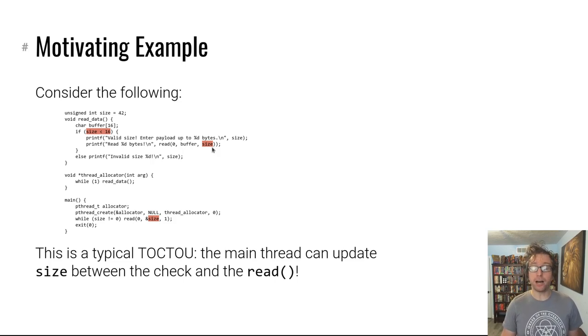Now, I wouldn't be showing this example if it wasn't vulnerable. So of course it is vulnerable. This is in fact a time of check to time of use vulnerability, exactly in the style of a file system one, just in memory. Why? Because the main thread can update the size variable between the time that the allocator thread checks it and uses it. Time of check, time of use, boom. Let's take a look at what happens here.